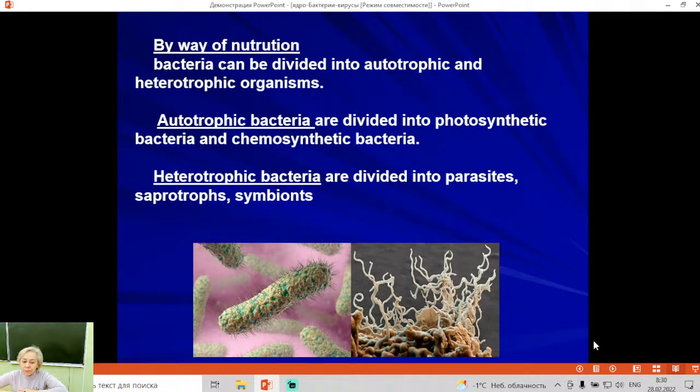Nutrition of bacteria. By way of nutrition, bacteria can be divided into autotrophic and heterotrophic organisms. Autotrophic bacteria are divided into photosynthetic bacteria and chemosynthetic bacteria, two types. Heterotrophic bacteria are divided into parasites, saprotrophs, and symbionts.